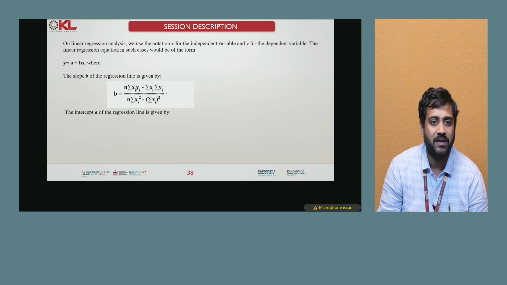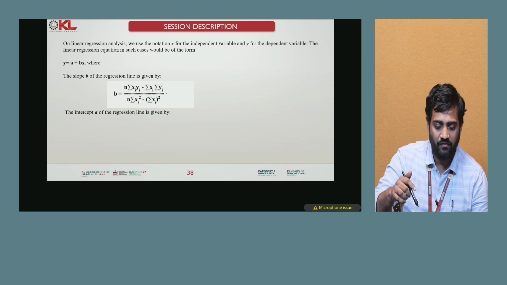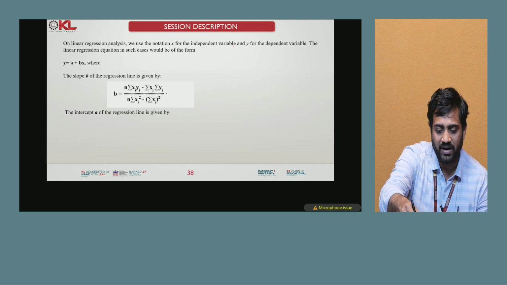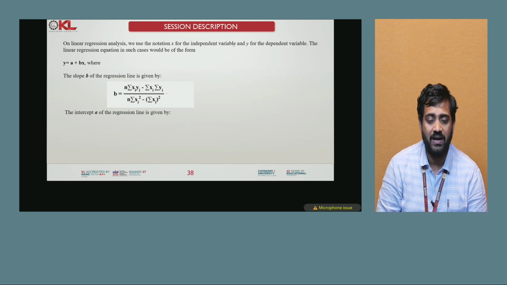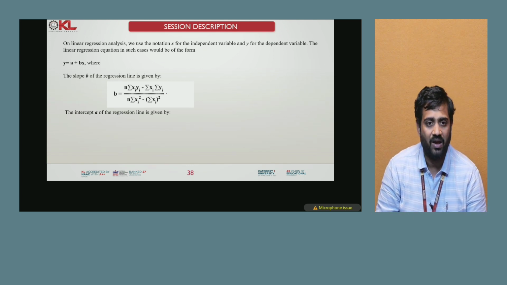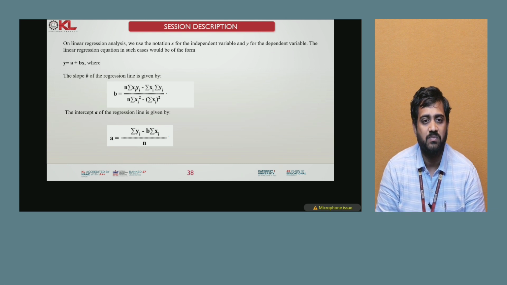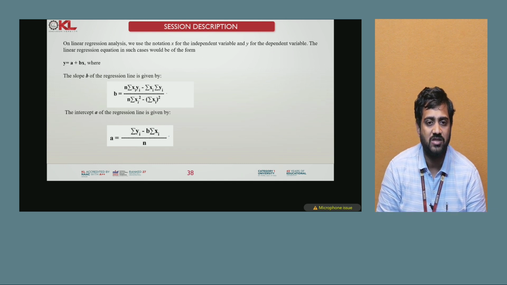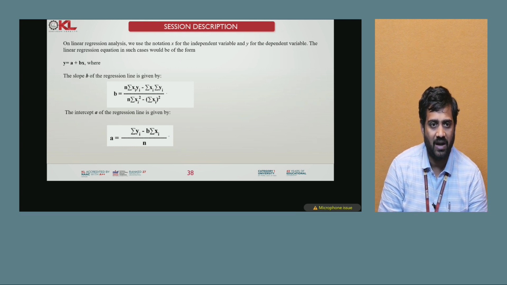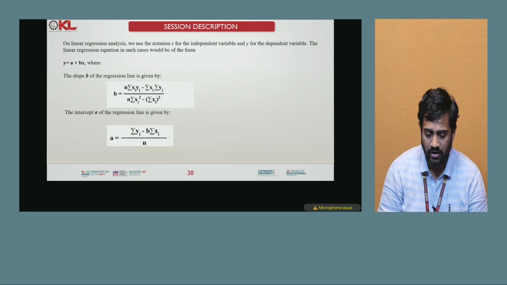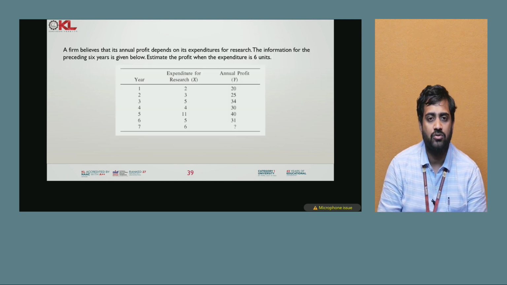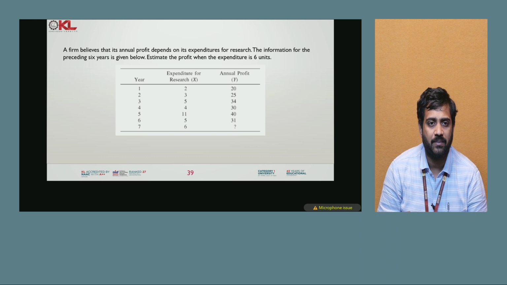Whenever there are two variables, x independent and y dependent, the intercept a of the regression line is given by a equal to sigma yi minus b times sigma xi, divided by n. We use these formulas to calculate the b and a values, and finally we can get the required value. To explain this process, I am taking one example.